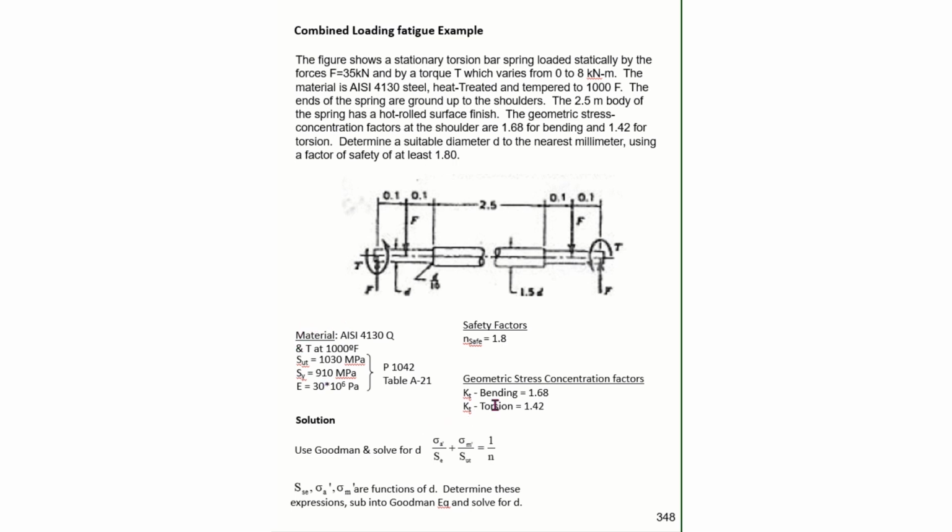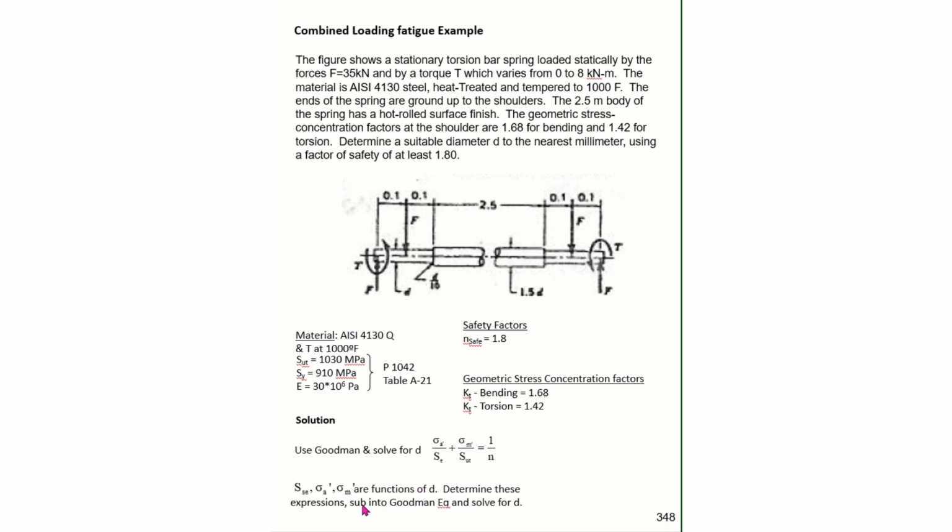So down here I've listed all the information that's given and sorted it so that we can use it now to solve the problem. The basic approach to solve this problem is going to be to use the Goodman equation and solve for the diameter. Now we know that sigma A is a function of diameter, sigma M is a function of diameter, the SUT is the lookup value, but SE is also a function of diameter. We have a KB factor, which is the size factor, and that is a function of the diameter.